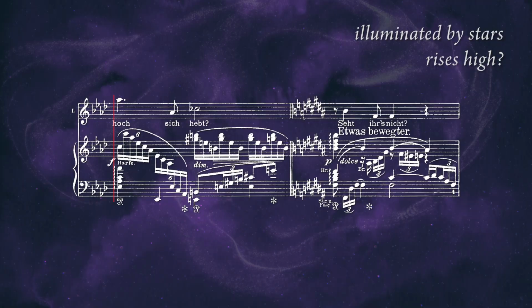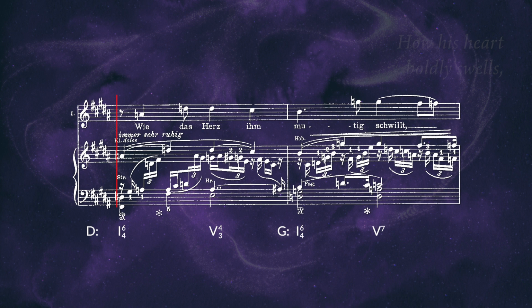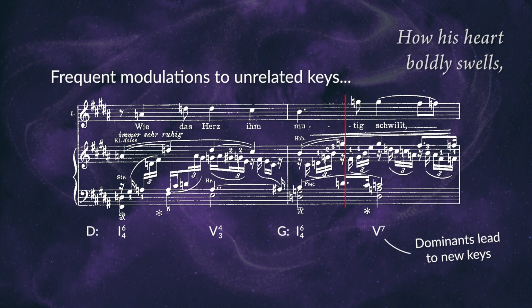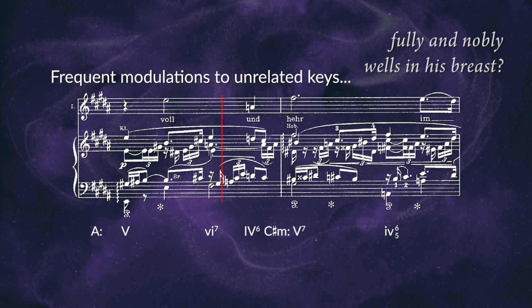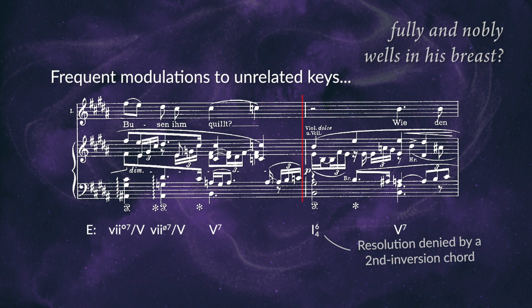The music begins calmly but gets increasingly agitated. Here, with added arpeggios in the strings that ripple within the musical texture, there are frequent modulations to unrelated keys preceded by the dominance of each key. Again, the dominants here give the music a forward momentum since they demand resolution. But of course, this resolution never happens, as the music moves to a different key after each dominant chord.